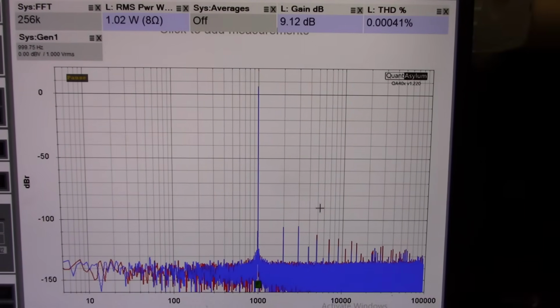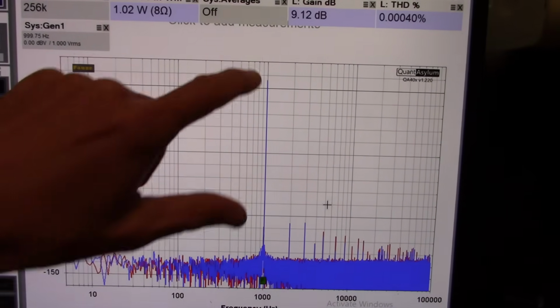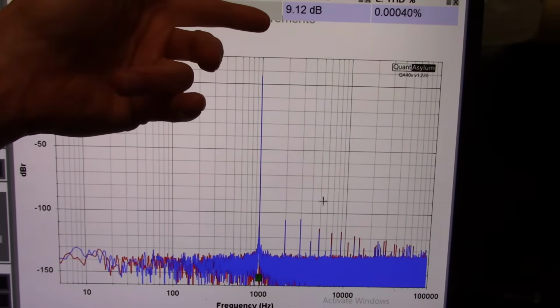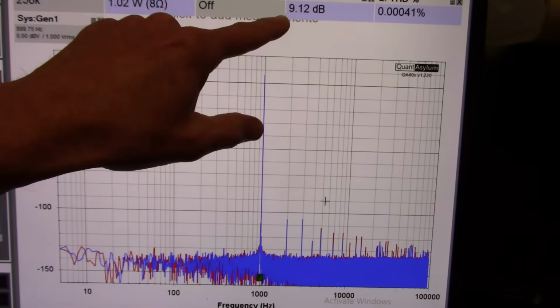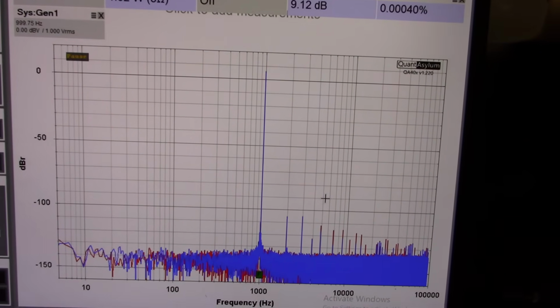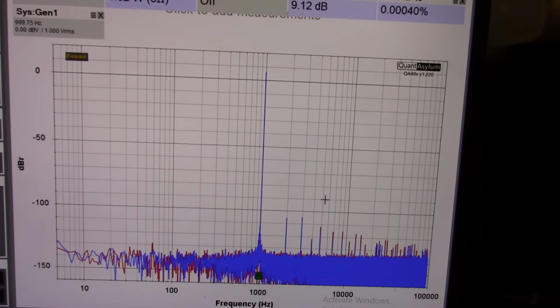So I forgot to test the gain switch. I went back and tested that. At the 6 dB setting, I was getting about 6 dB. And at the 9 dB setting, which it is now, I'm getting about 9 dB. So that's working just fine.